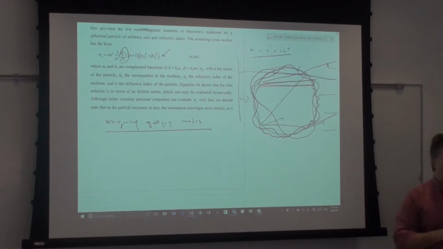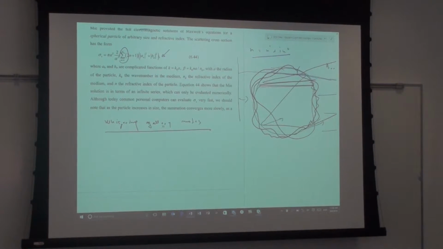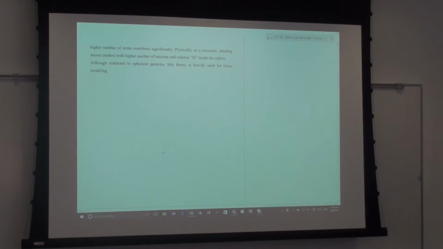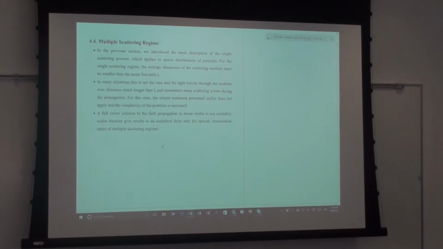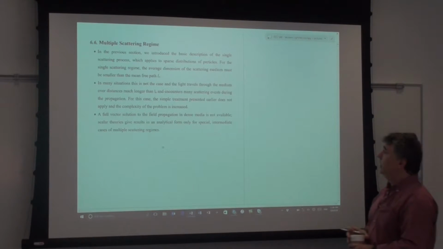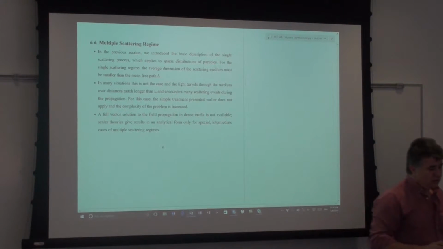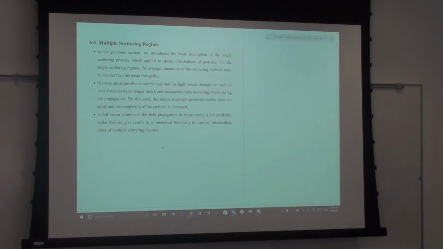So it comes from sound. Okay? Mie theory is readily available, but use it with caution, I would say. Especially in biology.